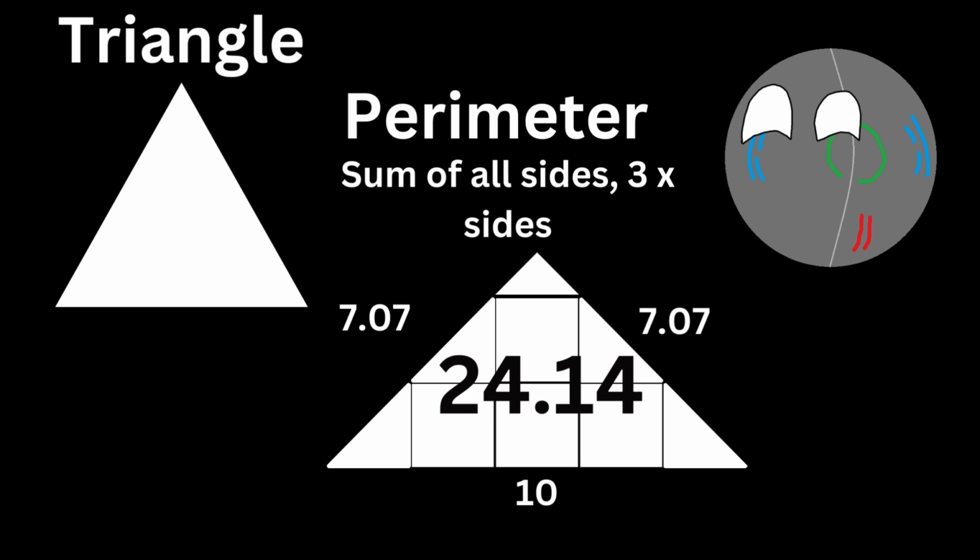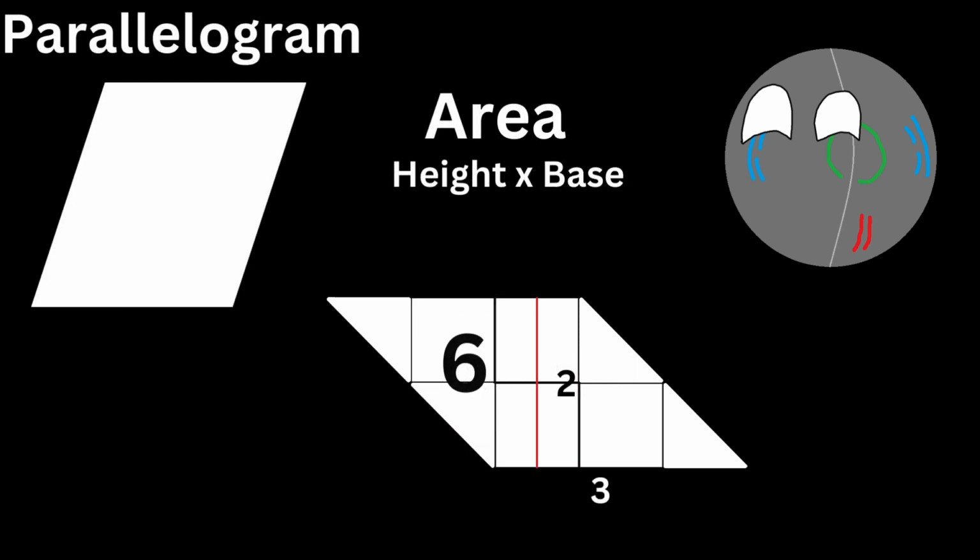Next, we have the perimeter. The formula for perimeter of a triangle is the sum of all sides for scalene and isosceles triangles, and 3 into side for equilateral triangles. Not much more to say. Yes. So next, parallelograms.